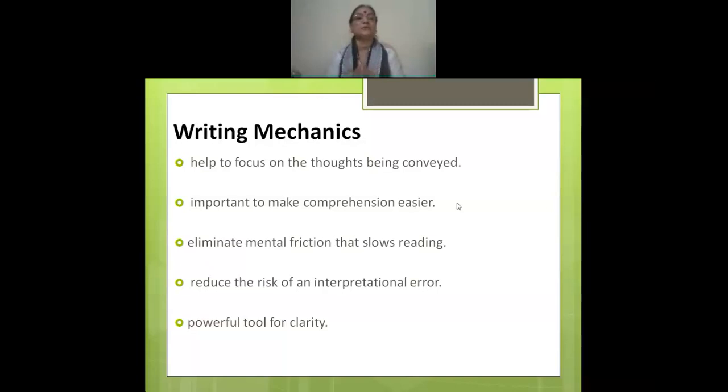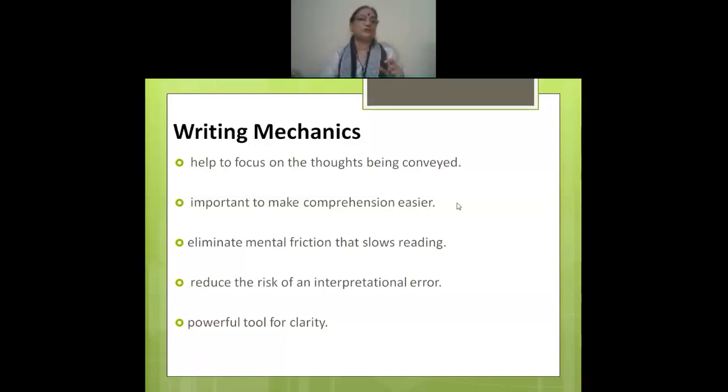Your writing is going to be effective when the person can read it and understand it. And there is no mental friction. Now, what is mental friction? Mental friction is when I am reading something and then I cannot understand.